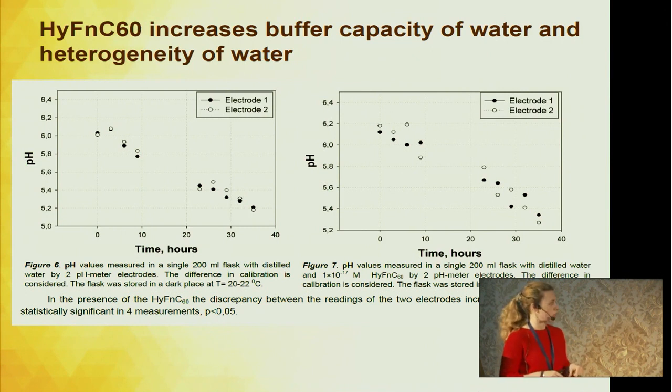flask and placed very sensitive pH electrodes in two places of the flask, separately from each other. And you see that in this experiment, with pure water, without fullerene, the readings of the two electrodes are similar, very close to each other, as in many repeated experiments. But in the presence of hydrated fullerene, we see that the readings of the two electrodes differ. There are bigger gaps between them, and it shows that there is some heterogeneity present in this solution.